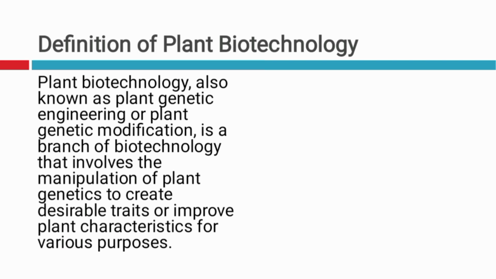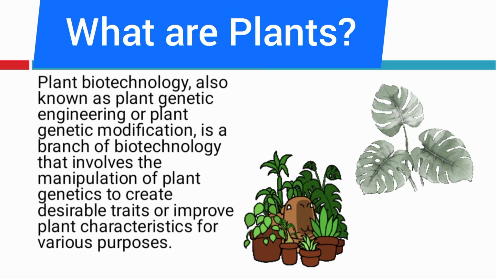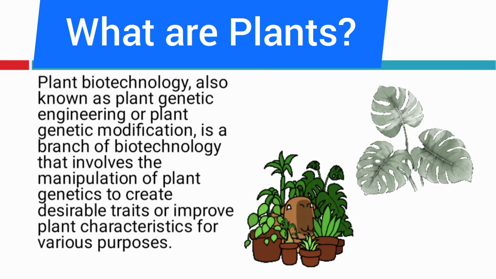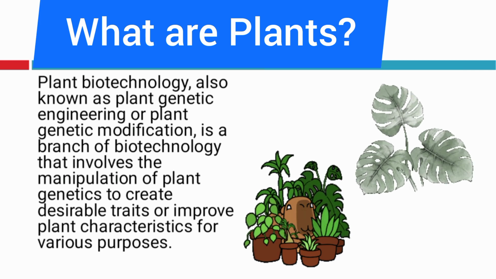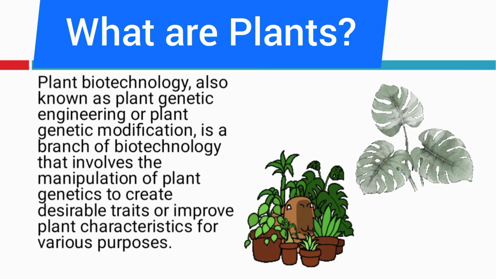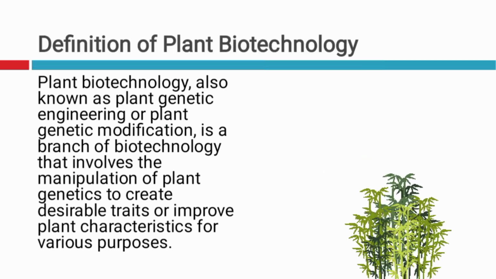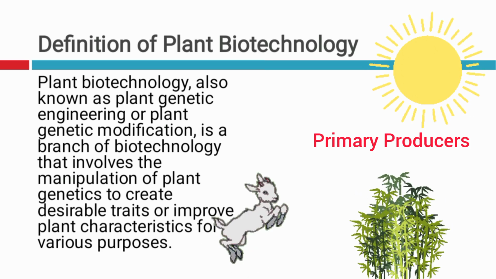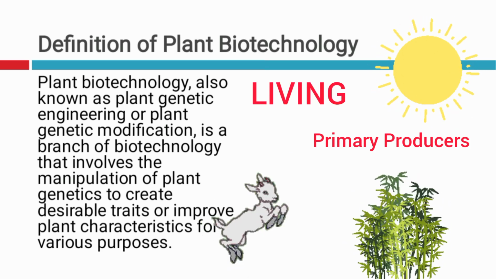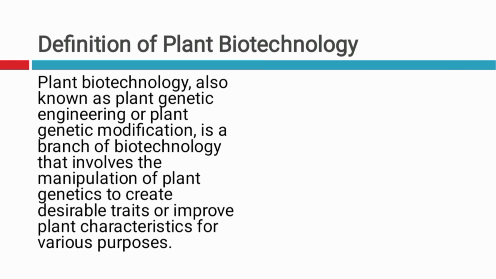Definition of plant biotechnology. Now, what are plants? Plants are basically multicellular organisms. They have chlorophyll. They can reproduce either through spores or seeds. They are the primary producers in the food chain. They are living, of course, and they are found in the kingdom Plantae. So that is for plants.